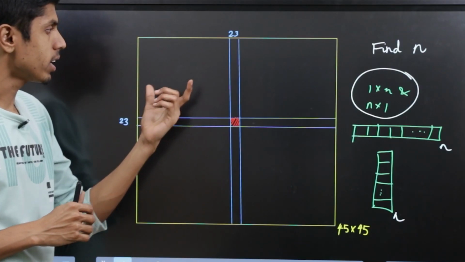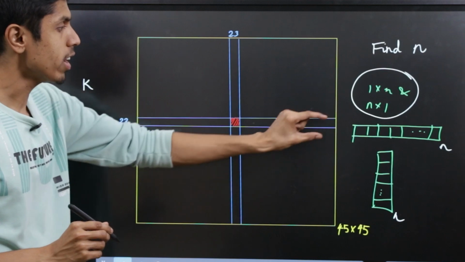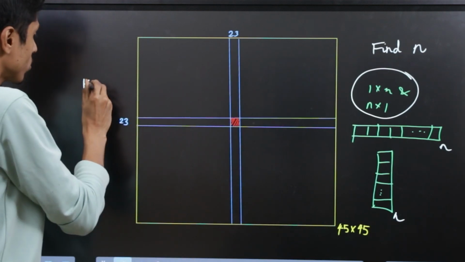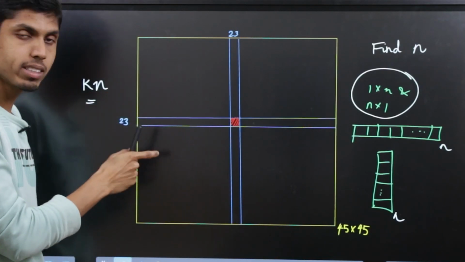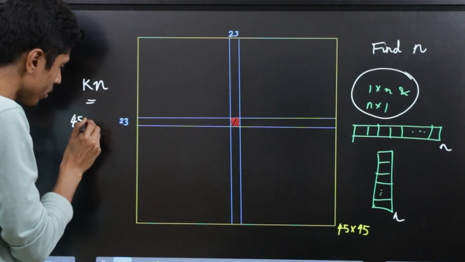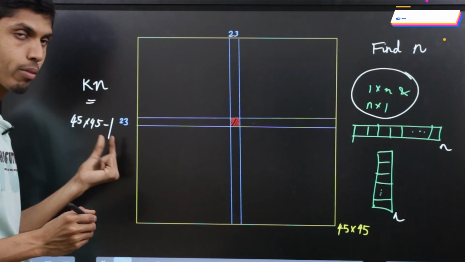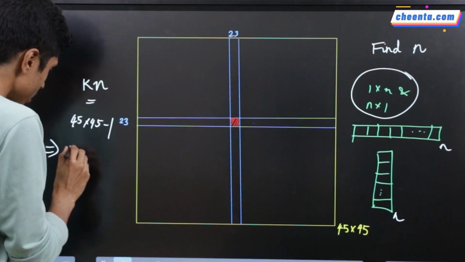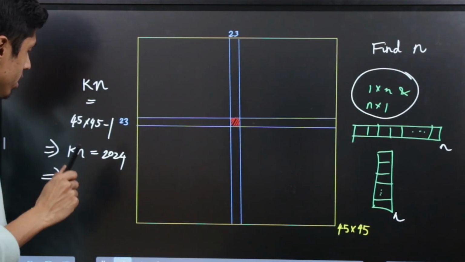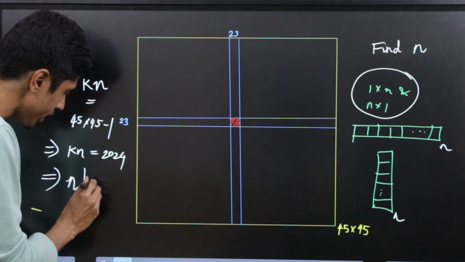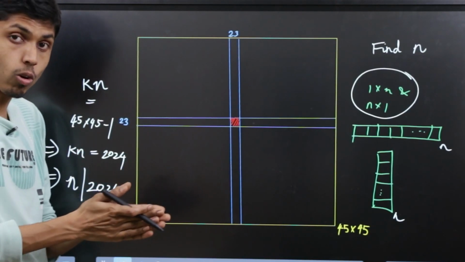Suppose to pave the entire structure we need k of these tiles. Then the total number of cells would be k times n. Now this should be equal to the total number of cells in the structure, which is 45 times 45 with one central square removed, so I am subtracting 1 from it. This implies kn equals 2024. Now we get a necessary condition: n must divide 2024. This helps us narrow down the possibilities a lot.